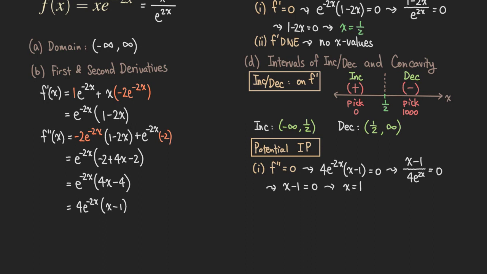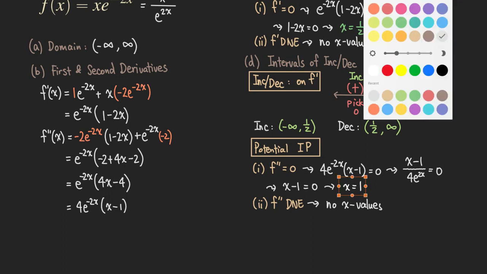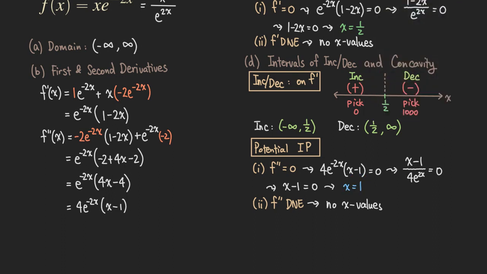And then what about the second case? f double prime does not exist in this case, but there are no values for this one, because in the denominator, this 4 times e to the 2x is never going to be 0, so we don't need to worry about that. So no x values for this one. Let me just highlight the potential inflection point in this case. And then we are going to construct the sign analysis chart on the second derivative, which is for finding the intervals of concavity.